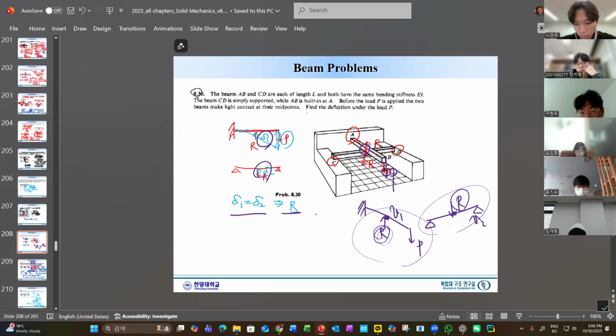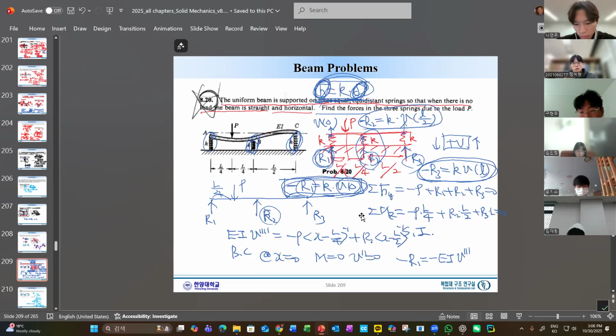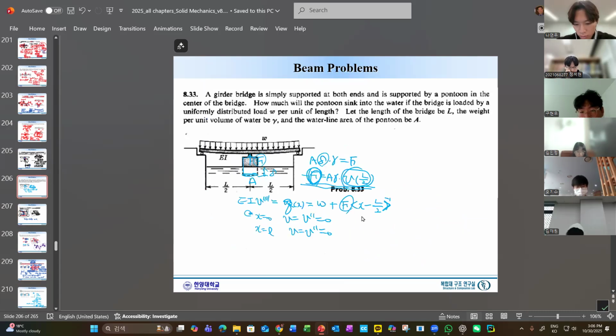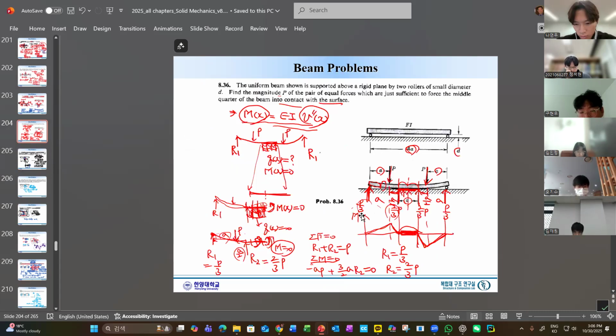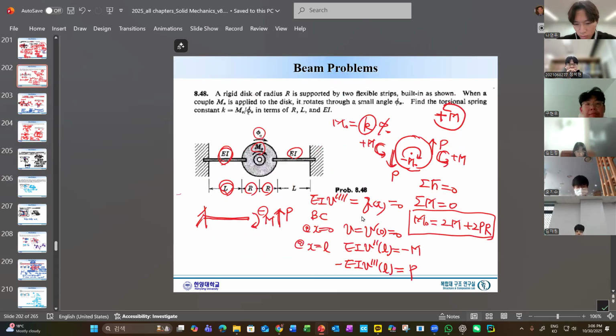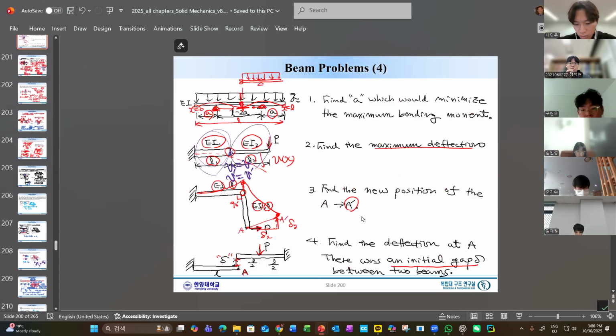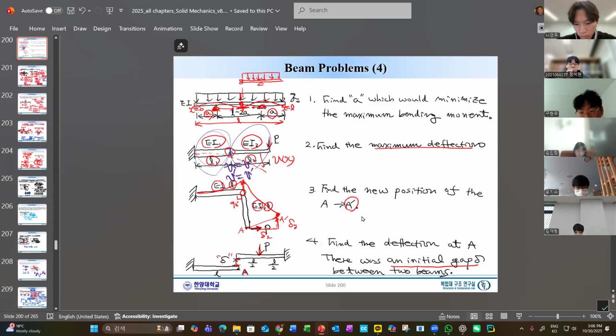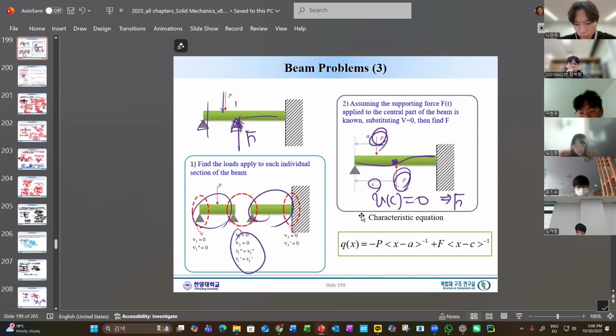Okay, I just like to give a direction how to solve this kind of problem. So as you can see, all the beam application problems use some geometric constraint, engineering sense.